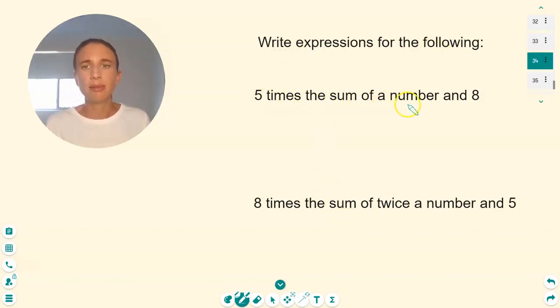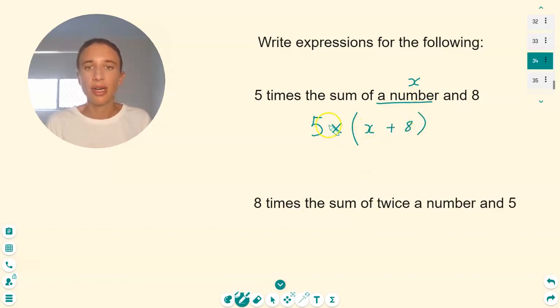5 times the sum of a number and 8. The sum means add. So we're just going to call this number x. Anywhere you see a number, just put x. So x plus 8. 5 times all of that. So you must include brackets. All right? Important.